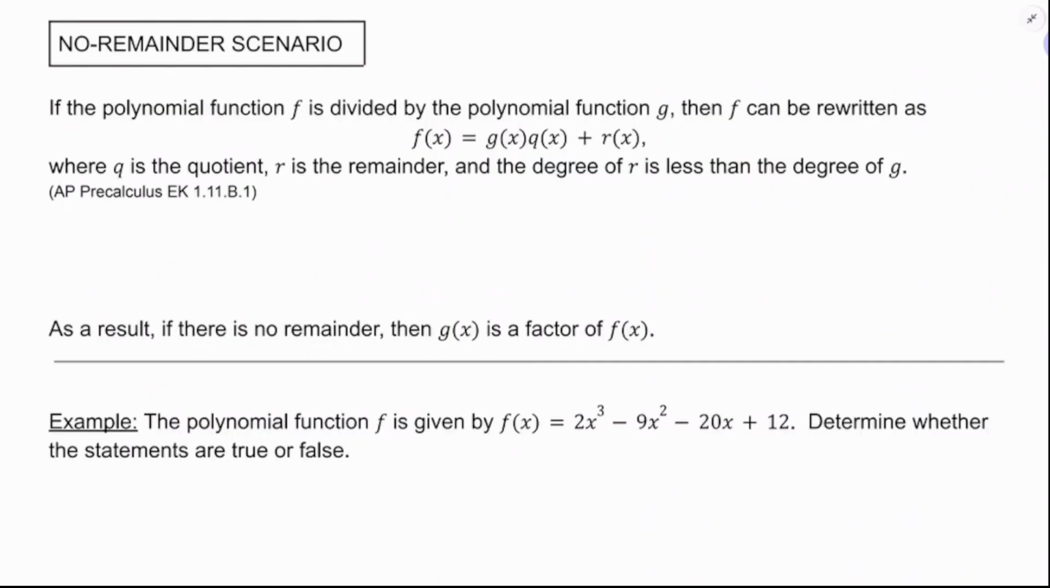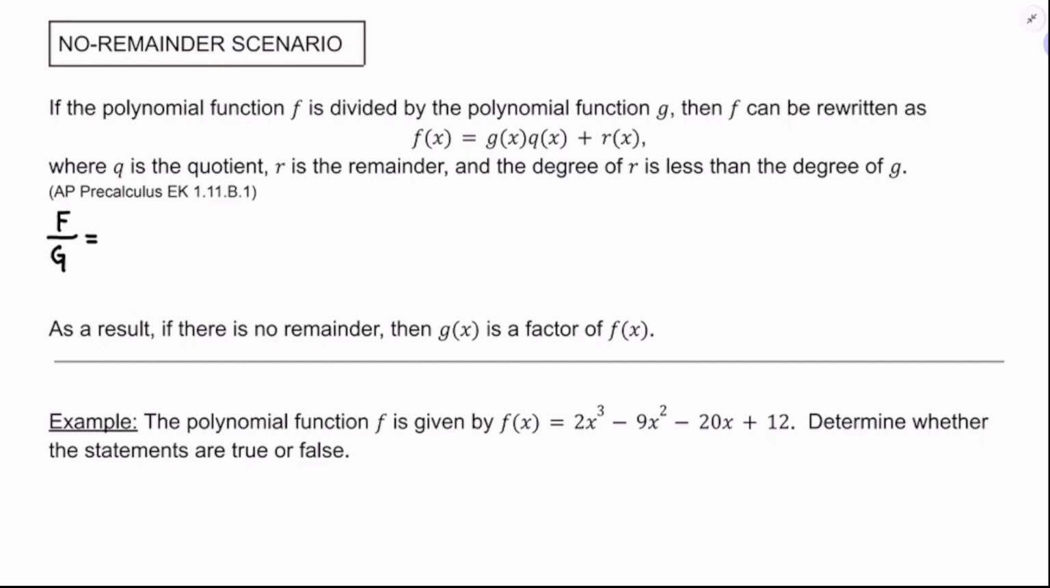All right, the last new thing I need to tell you about is the no remainder scenario, like when the remainder comes back 0. So if the polynomial function f is divided by the polynomial function g, then f can be written as f equals g times q plus r, where q is the quotient and r is the remainder. And I'm going to show you what we mean by that. We just did f divided by g. I think this is a little more logical.